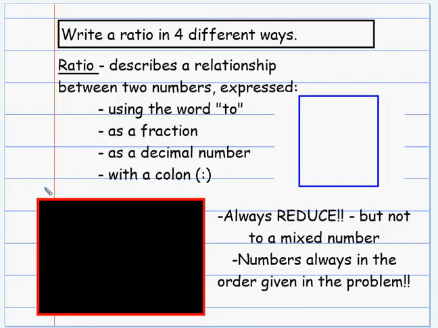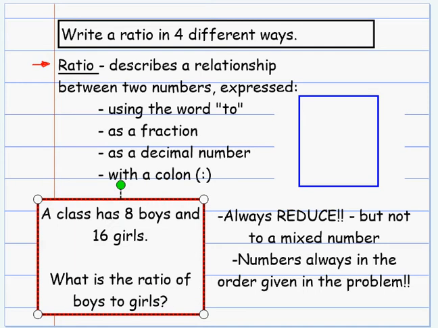We can write a ratio in 4 different ways. Ratio, vocabulary word here, you want to make sure that you understand what this term means. It describes a relationship between 2 numbers, and we can express it in 4 different ways here. We can use the word "to," we can use a fraction, we can write it as a decimal number, or with a colon. And we are always going to reduce, but not to a mixed number. We will never write ratios as mixed numbers.